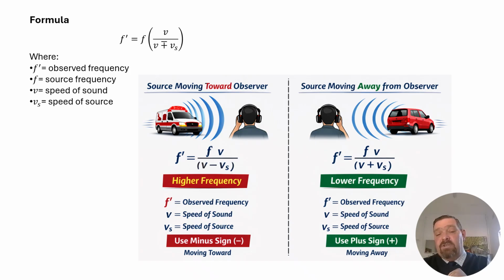We take the frequency of the source of this ambulance. What frequency is it making? We then multiply it, in brackets, by the speed of sound in air, divided by the speed of sound in air again. Can you see the V? And then plus or minus the speed or the velocity of the source.